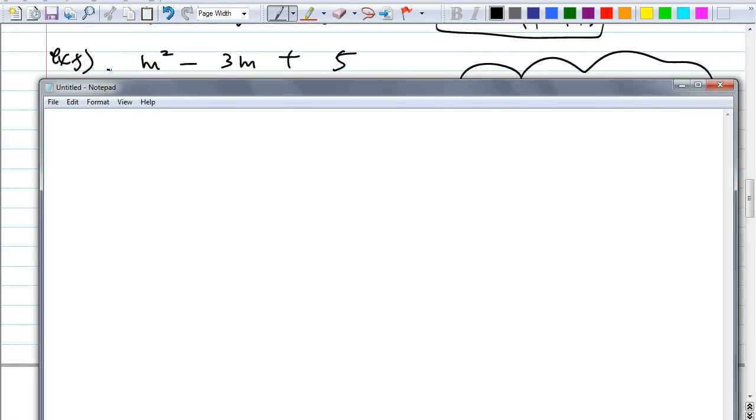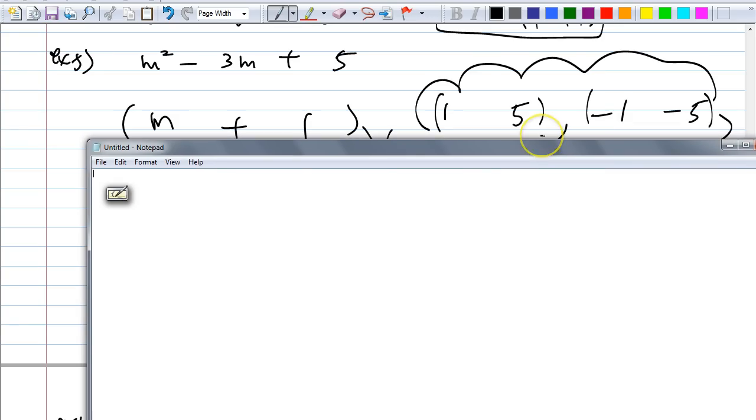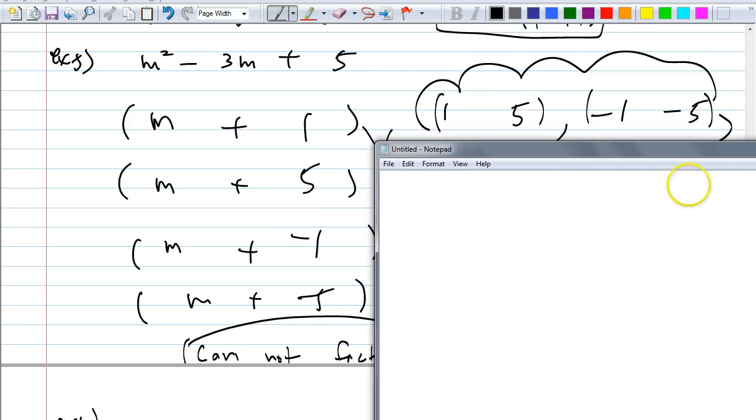M squared minus 3m plus 5. Again, pretty straightforward. Again, your coefficient is 1. Okay, so I mean the coefficient of the first term is 1. So go ahead and try. All right. So first of all, you know it's going to be one of these two, right? 1, 5, and negative 1, negative 5. That's the only case you have. Are there any other choices? So does the first one work? Does the second one work?